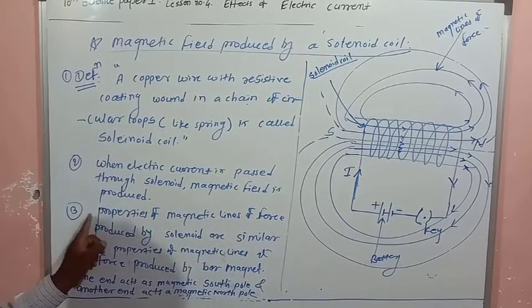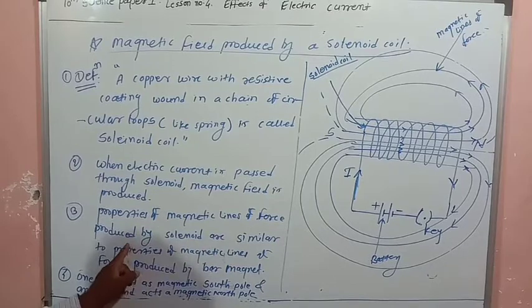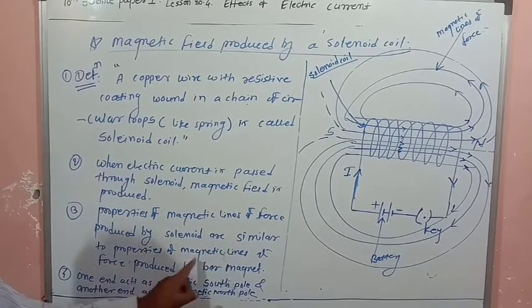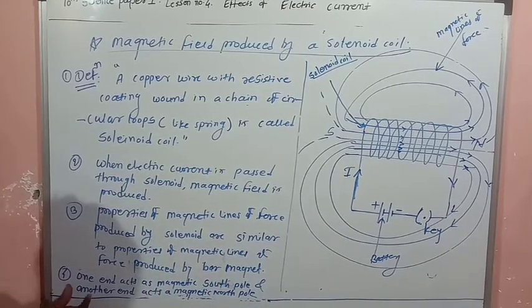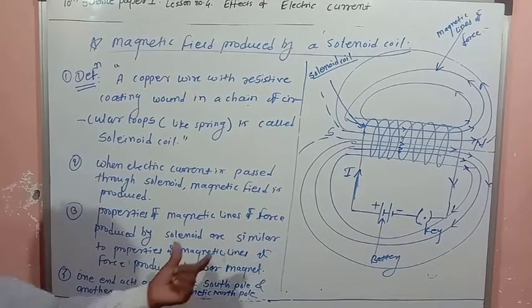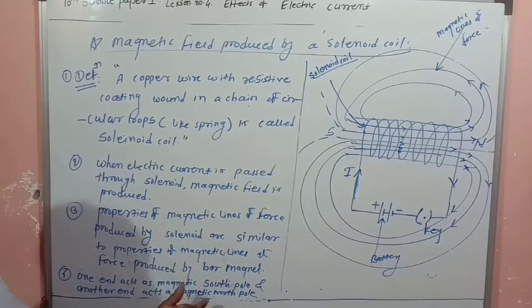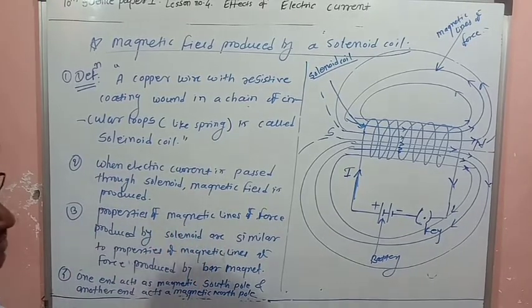And the third point is that the properties of magnetic lines of force produced by a solenoid coil are similar to the properties of magnetic lines of force produced by a bar magnet. And the fourth point is that one end will act as a magnetic south pole, and the other end will act as a magnetic north pole.